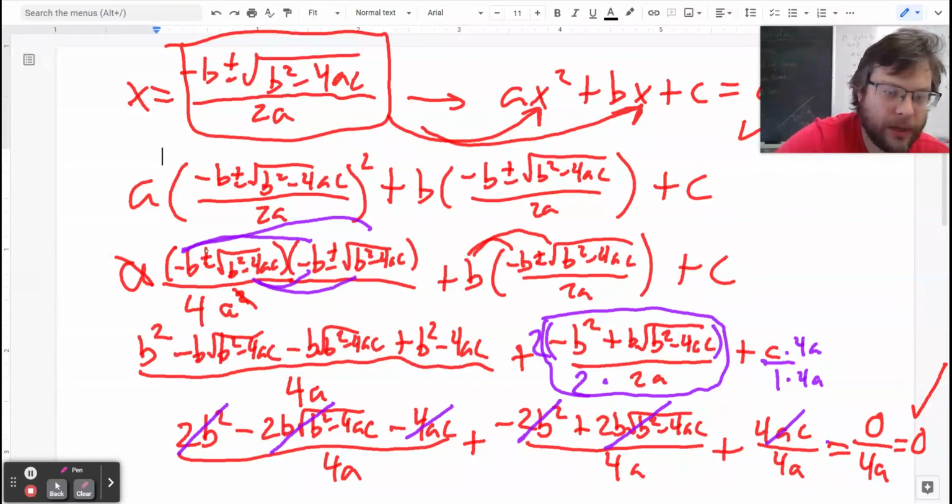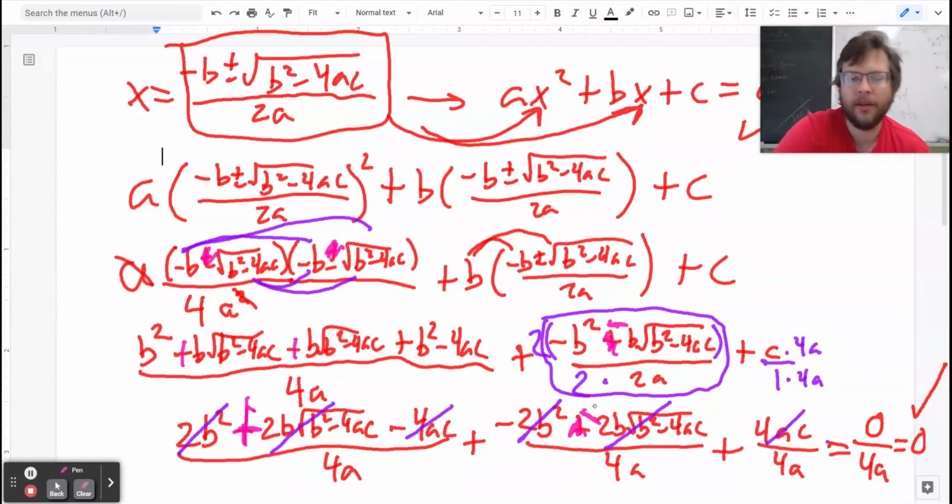So instead of doing the plus, if I had chosen the minus part here, then this would have been a positive, and this would have also been a positive. And this over here would have become a negative. And so we would have had here a positive 2b, and here we would have had a negative 2b, and it would also equal 0 just the same.